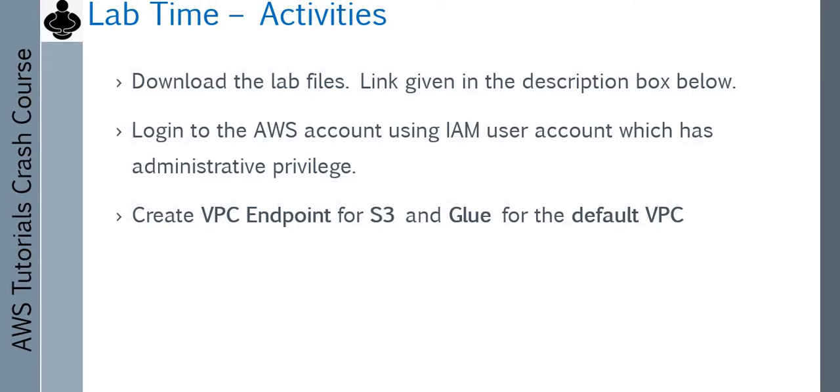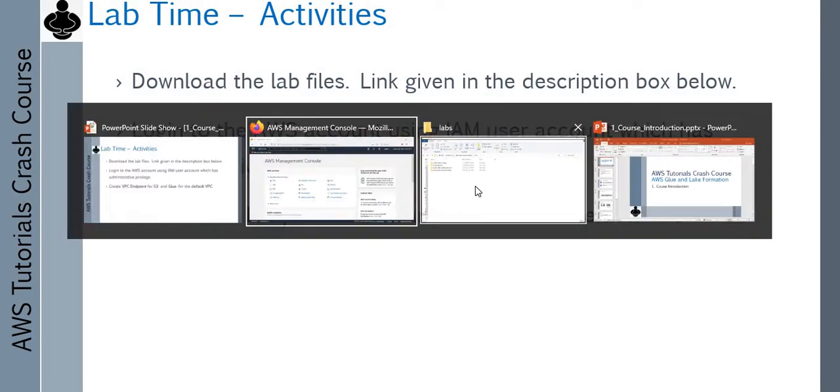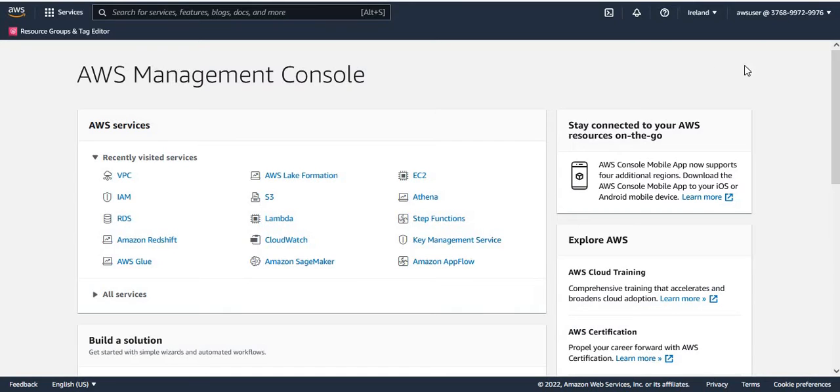Then you need to log into your AWS account using your administrative access user account. And then we are going to create VPC endpoints for S3 and Glue in the default VPC. This configuration is going to get used later in the course, but I'm just doing it so that you get some fundamental and basic configuration ready and in place. So let's jump to the lab activity. Here I have logged into the AWS console and I'm using this AWS IAM user account.